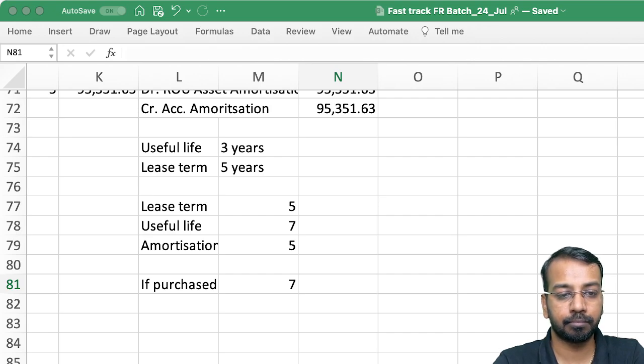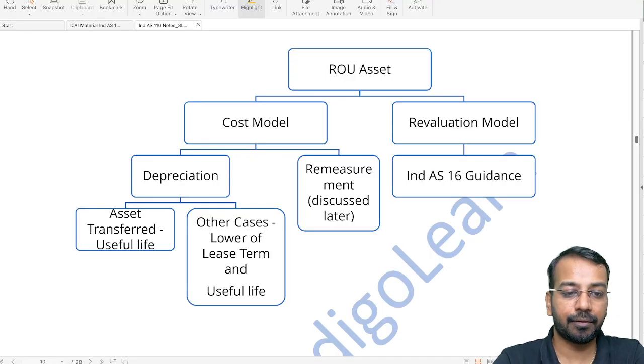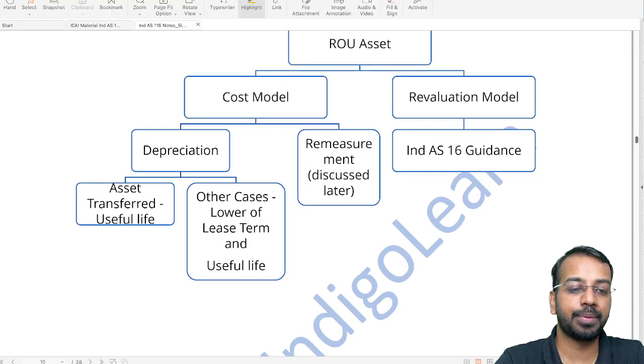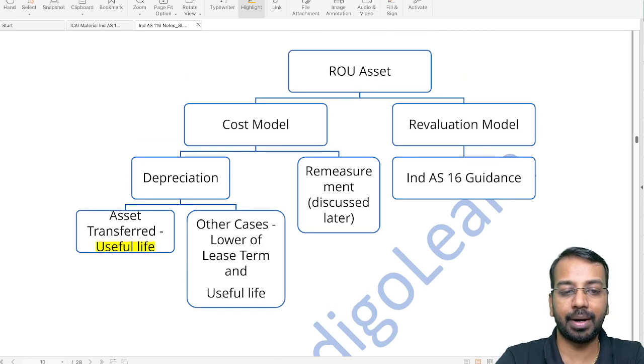So to summarize, if we are following the cost model, for depreciation, if the asset is transferred, always consider useful life. In other cases, the lower of lease term and useful life. If there is a remeasurement happening, which we'll see subsequently how to do. And if it is using the revaluation model, we'll follow the guidance given in Ind AS 16. So that is what we will do when it comes to useful life and amortization.